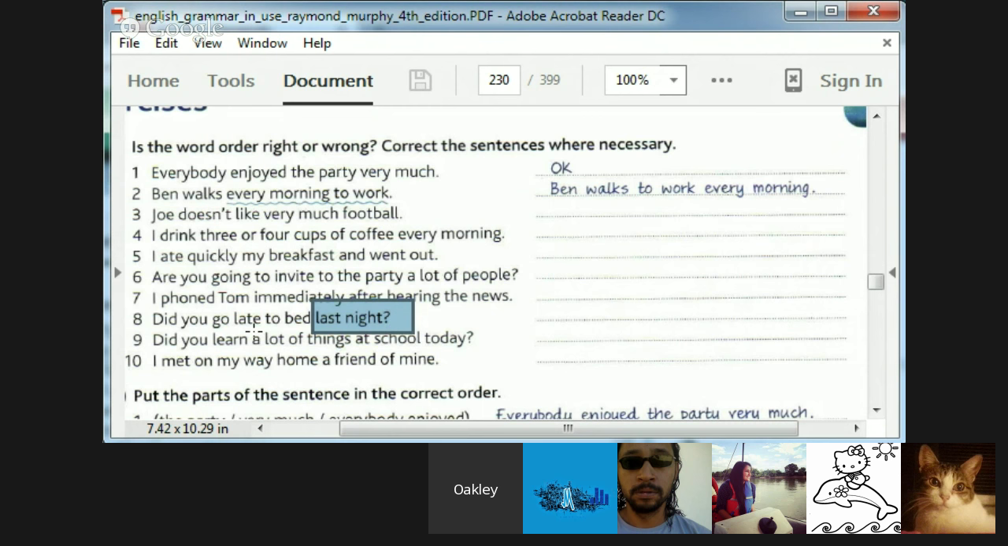Did you go to bed last night? No. Did you go to bed late last night? Yes. Did you go to bed last night late? Sounds weird. You may notice just a general tendency when we have looked at questions that there's a lot less versatility. No rule there, just a general observation. In questions, you have a lot less ability to move things around.